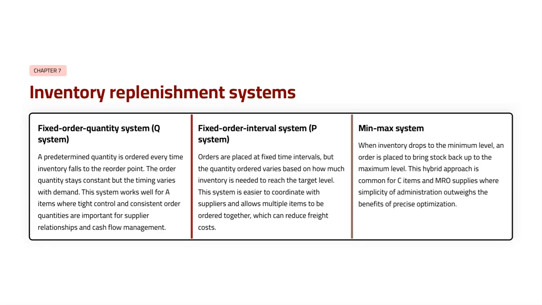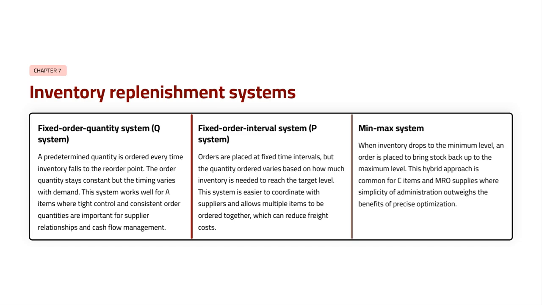In this chapter, we explore inventory replenishment systems, focusing on three main types. First, the fixed order quantity system, or Q system, where a predetermined quantity is ordered every time inventory hits the reorder point. This means the order size stays the same, but the timing changes depending on demand. It's ideal for A items, where maintaining tight control and consistent orders help manage supplier relationships and cash flow.